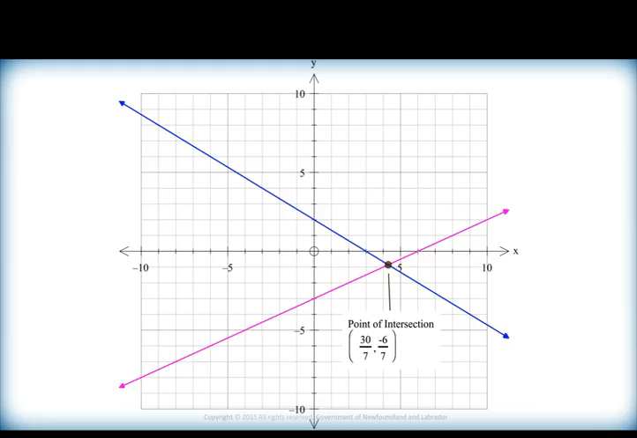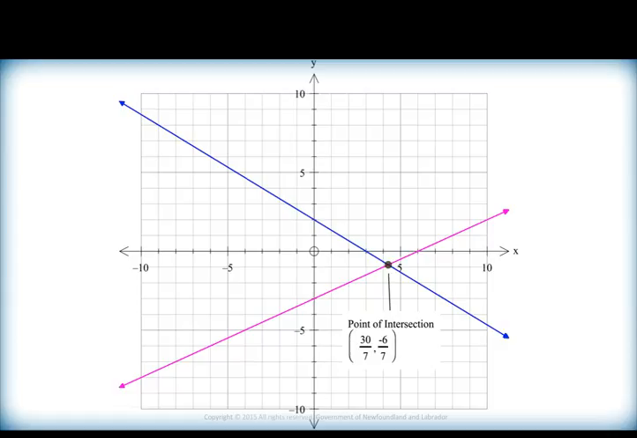As you can see here, these two equations have been graphed using FXdraw. You could do the same process yourself using your graphing technology TI-83, or you can actually graph it using the slope and a y-intercept on a coordinate grid. When you do this, you will notice that the two lines will intersect or meet at the point that is shown, 30 divided by 7 and negative 6 divided by 7.